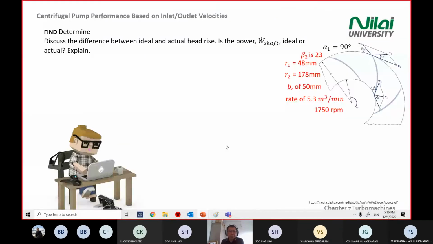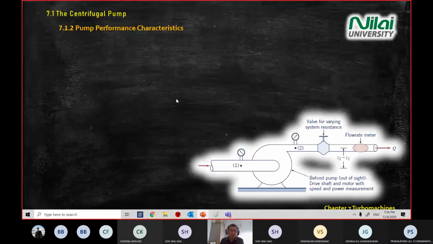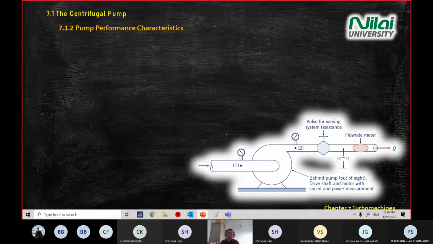So we have covered one of the examples just now. We now look at pump performance. So how do we characterize pump performance? This is also in your Lab 2 and Lab 3. So in your report, you'll cover this one.